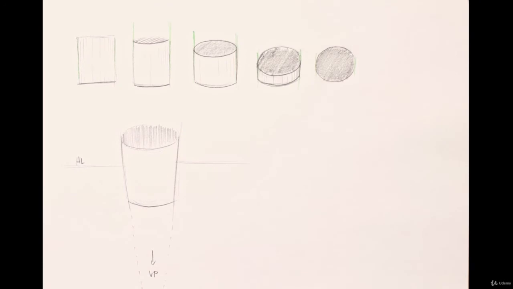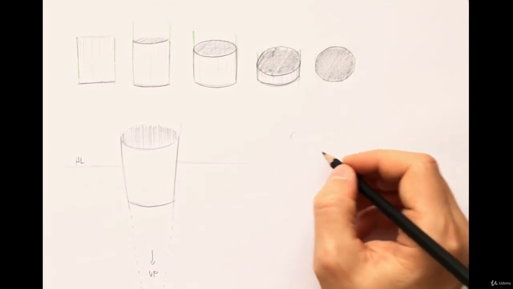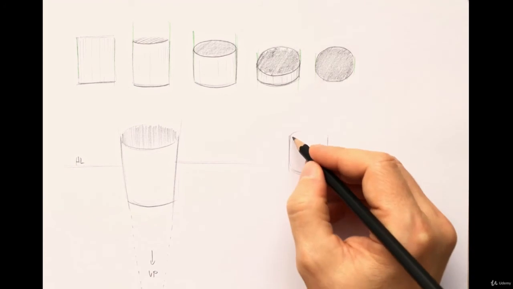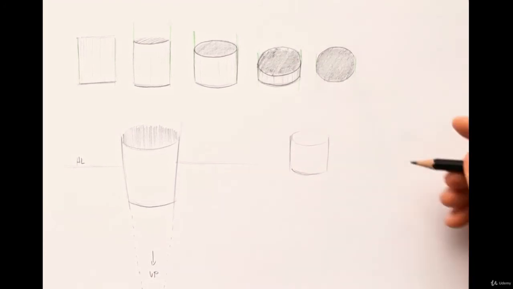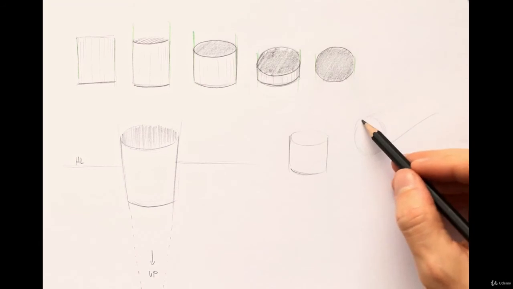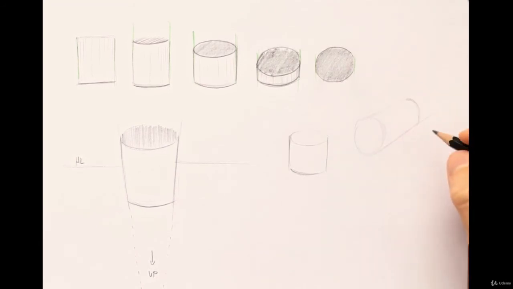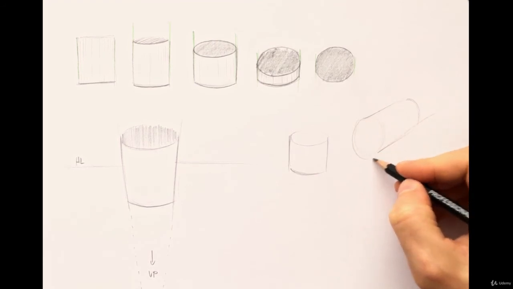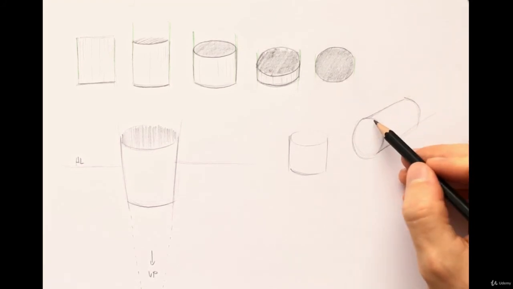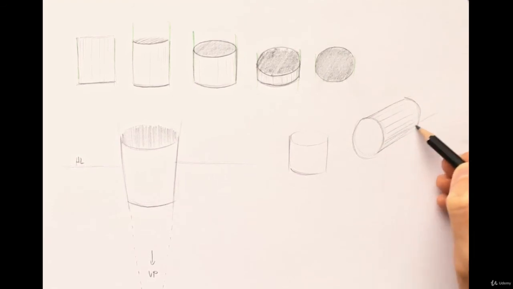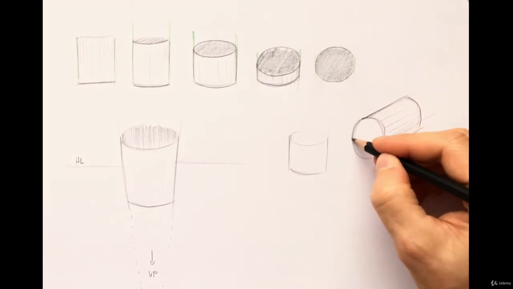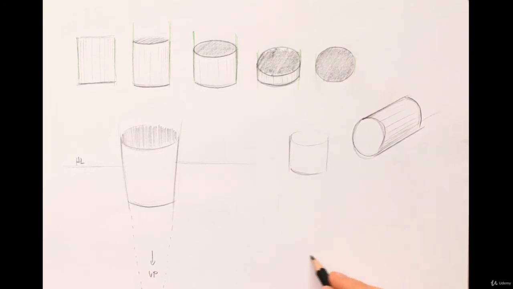Now let's draw some cylinders in different positions. You can draw them in two-point perspective where vertical lines are parallel to each other, or in 3-point perspective where they converge slightly.